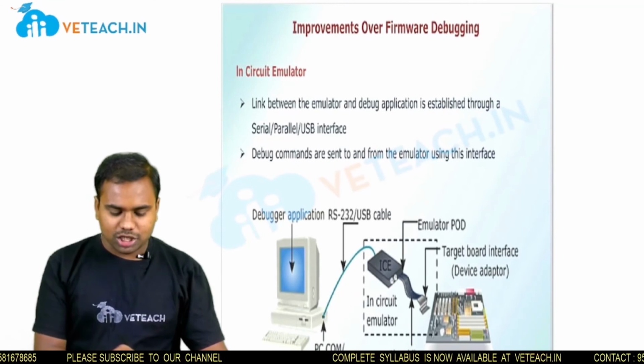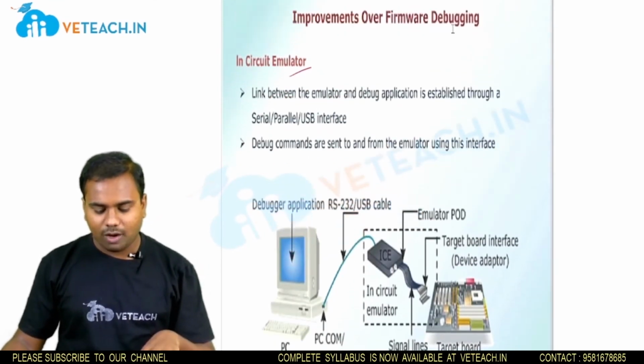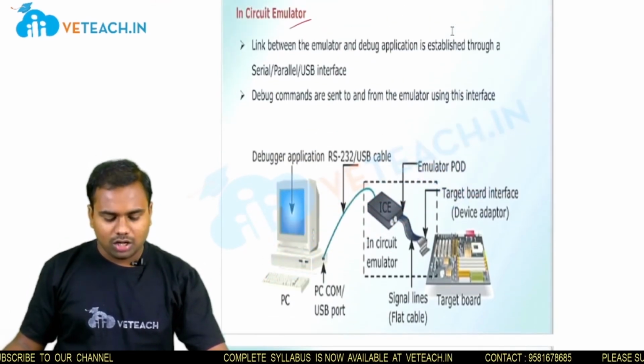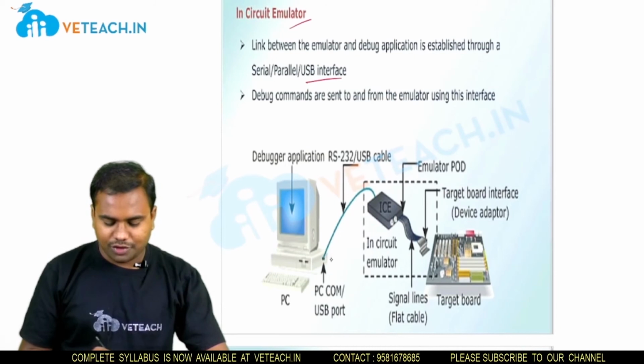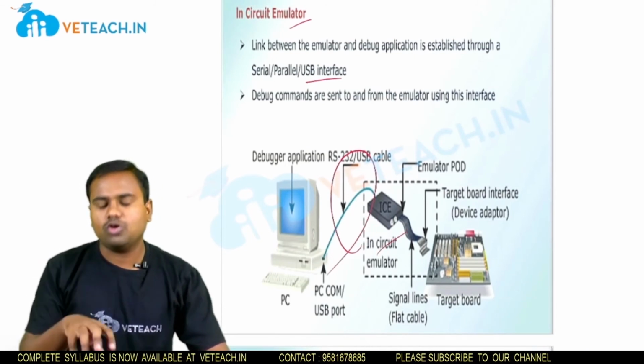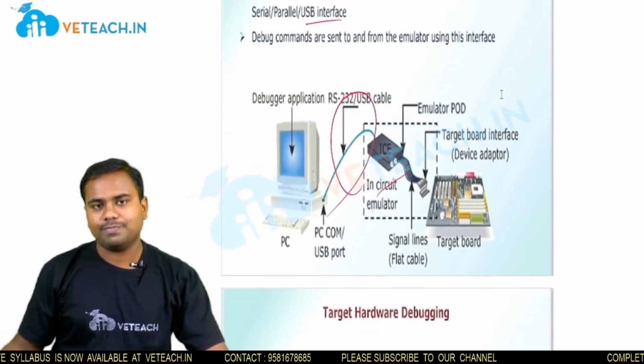The next one is the in-circuit emulator. This is also one type of improvement done in the firmware debugging concept. We use USB interfacing or an RS-232 cable to the in-circuit emulator to clear the bugs. This is one type of application used for the clearance of bugs.